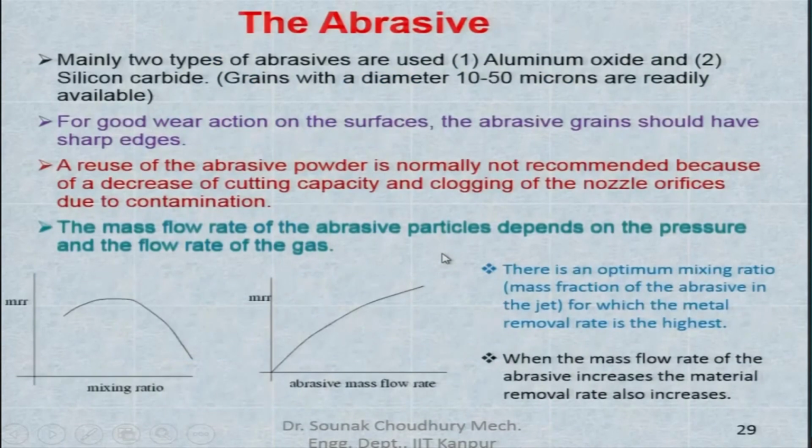The abrasive, mainly two types of abrasives are used, aluminum oxide and silicon carbide. These grains are of very small diameter, about 10 to 50 microns, and are readily available. For good wear action on the surfaces, the abrasive grains should have sharp edges. Reuse of the abrasive powder is normally not recommended, because they are already worn out, causing a decrease of cutting capacity and clogging of the nozzle orifices due to contamination.